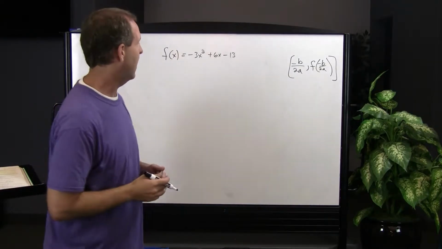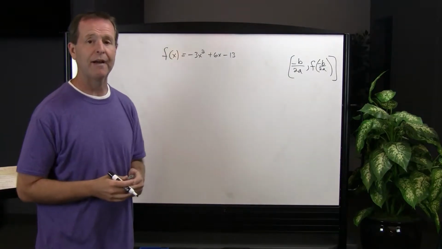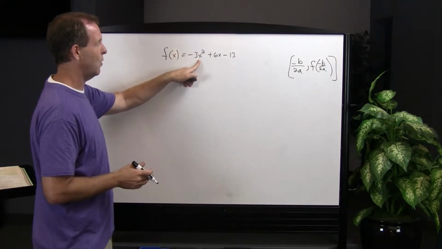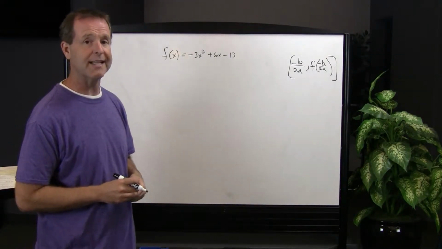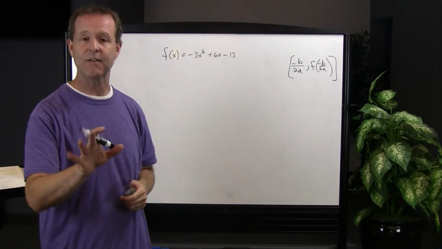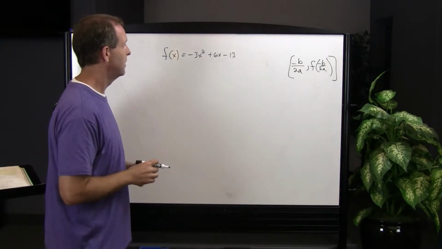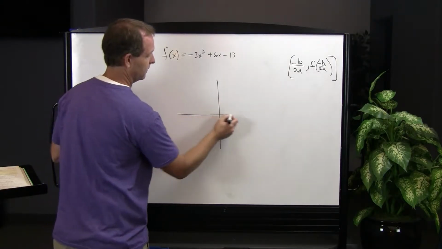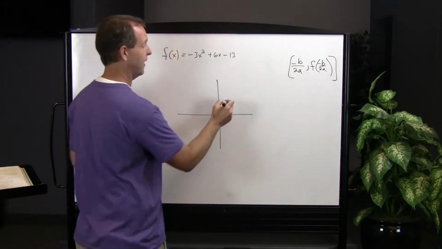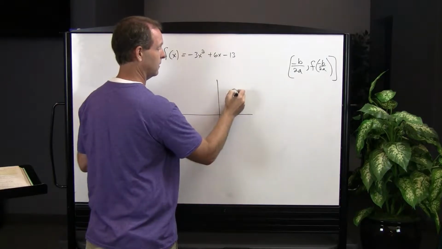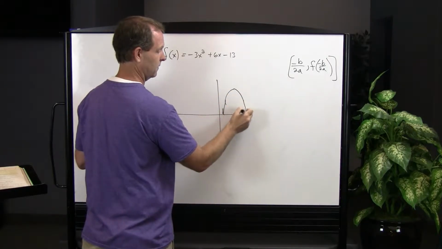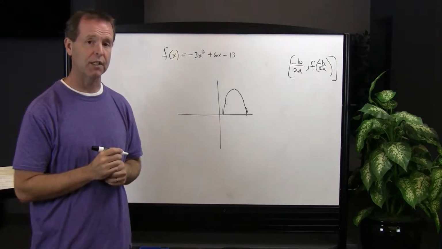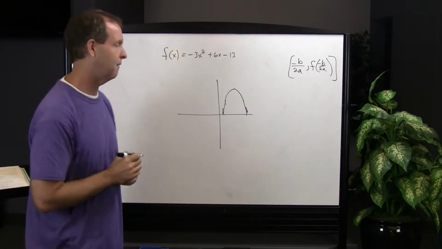First of all, I want to know, does this particular graph open up or down? And we determine that by the coefficient of the x squared. And the coefficient here is a negative, negative 3, but a negative is all that we're really concerned about. So since it's a negative, we know that we have some graph somewhere out here that opens downwards. And that tells me that that particular function will have a maximum value.